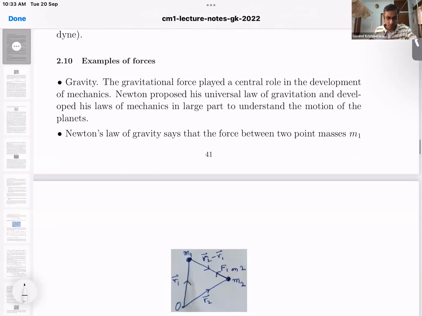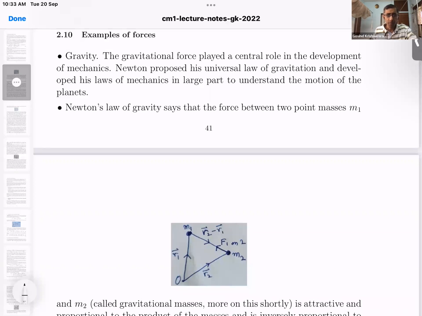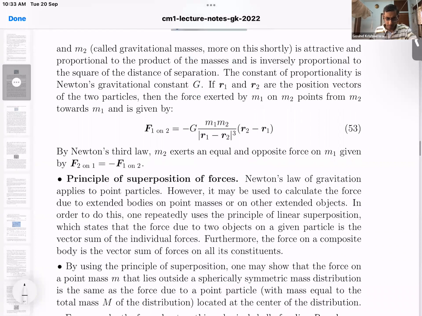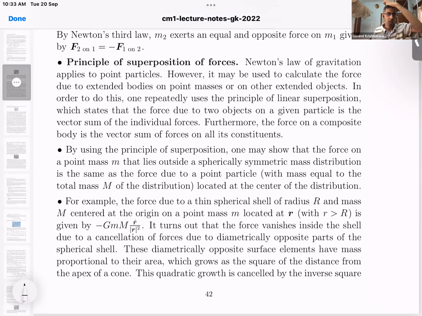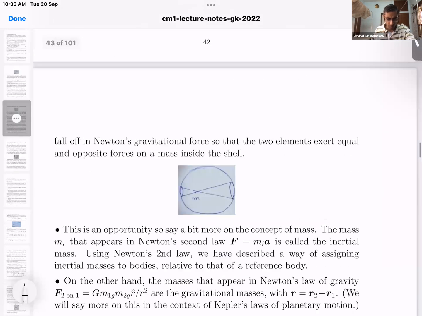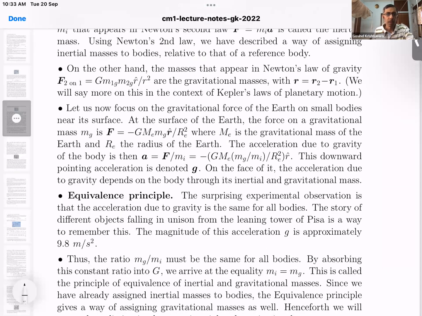We spoke of several examples of forces, gravitational force of Newton, the inverse square law character, the use of the superposition principle to determine the force due to an extended object like a spherical shell on point masses. We also spoke about the acceleration due to gravity. It was defined in terms of the force of gravity of the Earth on an object. We had defined the weight of an object as the force of gravity, force of the Earth on that object. And now we also defined the acceleration due to gravity as that force divided by the inertial mass of the object.